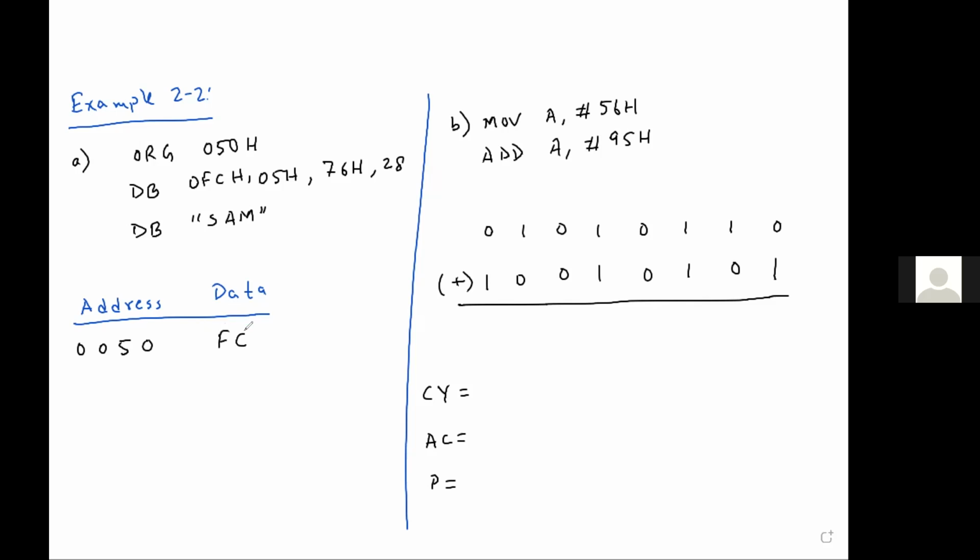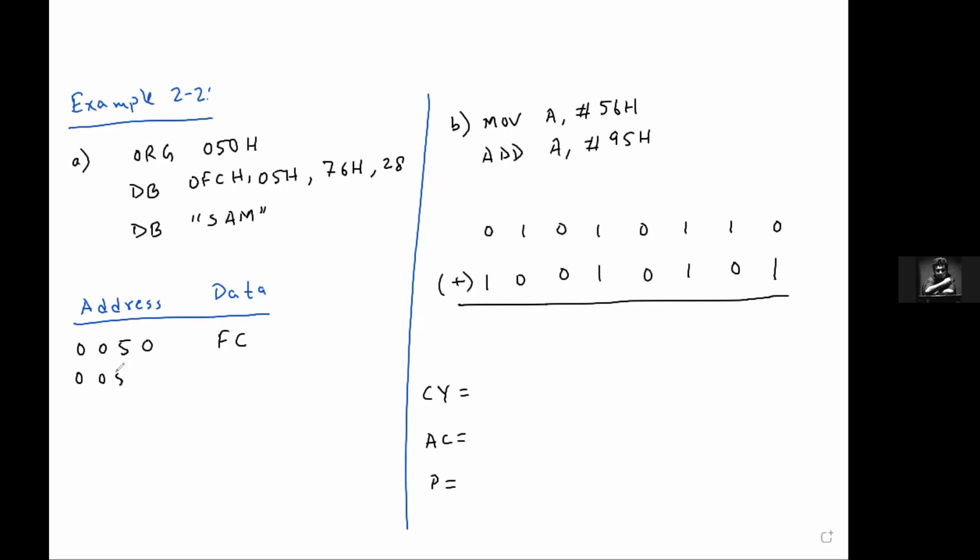So the person who said 0, I don't know what logic you had, but you might be clear from here. The first value that we have is 0FCH and this is well within 8 bits. So the first memory location will have this particular content. Is it clear? Yes, sir. So what will be the next memory address?